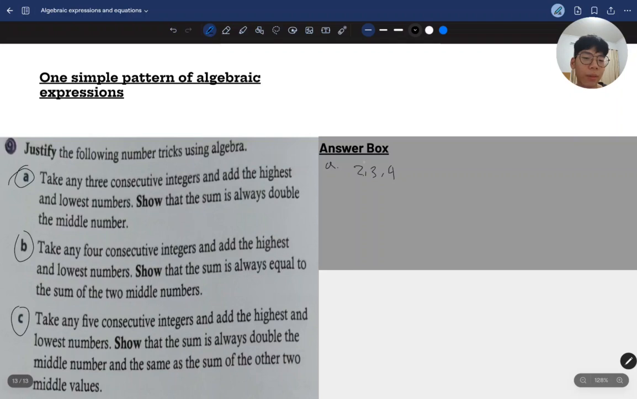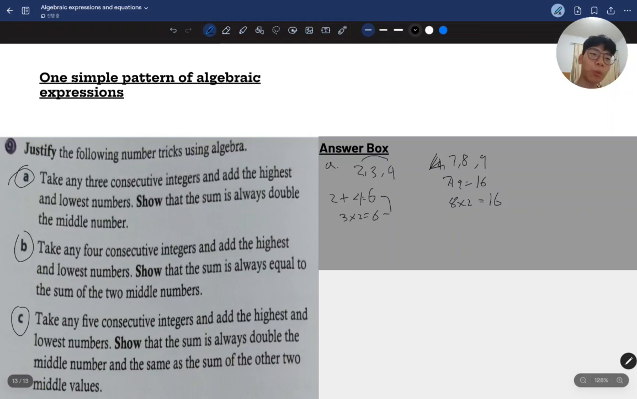Now let's try adding the highest and lowest. It's going to be 6, because it's 2 plus 4. And as you can see, it is double the middle number. Let's try another example. 7, 8, 9. You add 7 and 9 equals 16. And 8 times 2 is also 16. But how is this possible?